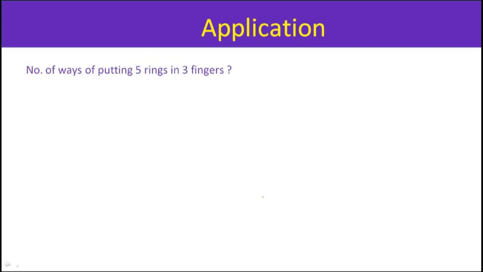Maybe take 1 minute, 2 minutes, think about this, and then let's discuss it. So how about you just assume rings to be similar? You just place 5 similar things into 3 fingers. Let the 3 fingers be A, B, C. Put these 5 rings into 3 fingers and then internally arrange them. So by arrangement, you will take care of this: which ring will come above, which below, and all.